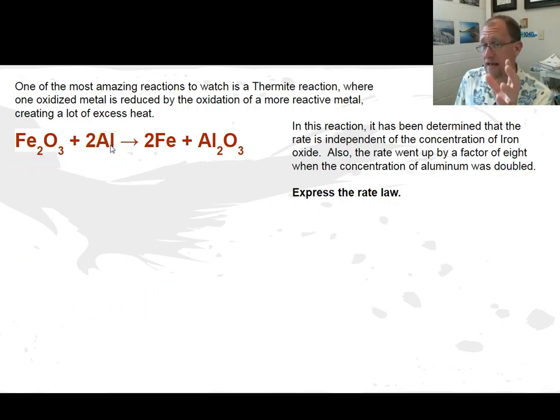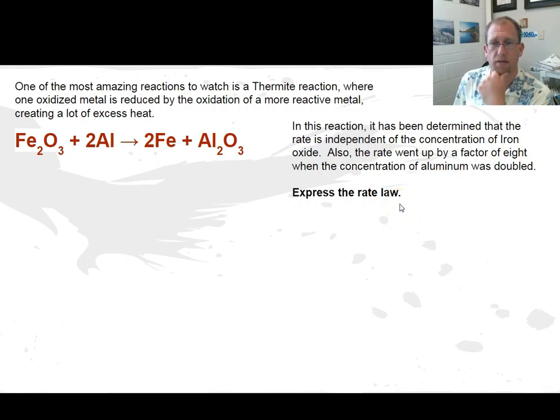When you get that hot enough to react, you overcome a rather monstrous activation energy. You get a stupidly beautiful explosion, fire, white smoke. It's amazing. But we have determined that the rate is independent of the concentration of iron oxide. No matter how much iron oxide you have, it doesn't speed up the reaction. It's only the aluminum. Also, the rate went up by a factor of 8 when the concentration of aluminum was doubled.